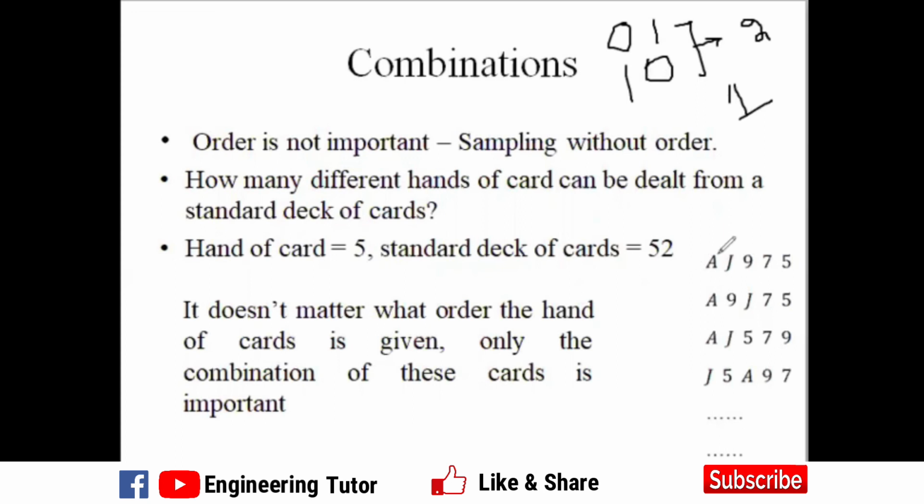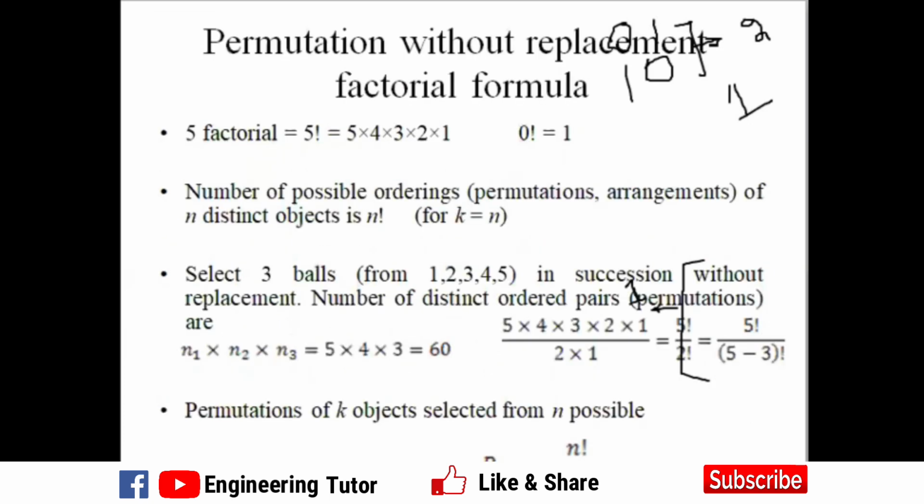Similarly, in a deck of cards, we have a hand of cards in which we have A, J, 9, 7, 5. These will show many different permutations, but the combination will be only one. Okay, so that is the difference between combination and permutation. In permutation, order matters, but in combination, order doesn't matter.